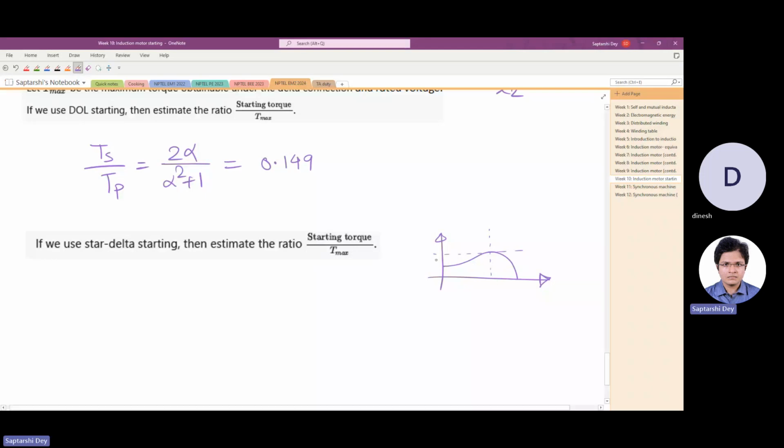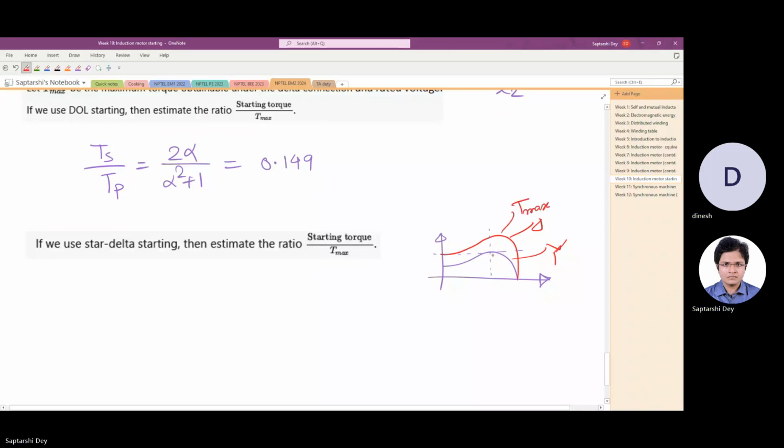Oh, okay. Tmax is not this Tmax. Tmax is the previous Tmax. Sorry. The starting torque by Tmax, suppose this one is the characteristic for star and this one is the characteristic for delta. Let me draw the other way. For delta, this is delta, this is star. Now these Tmax they are considering.